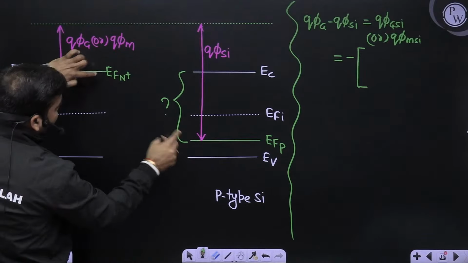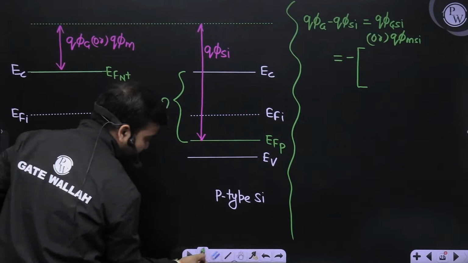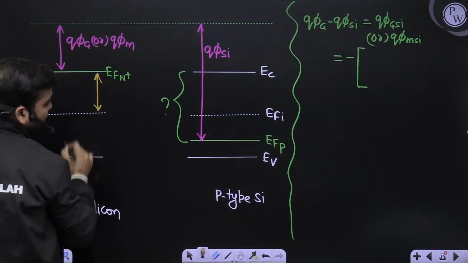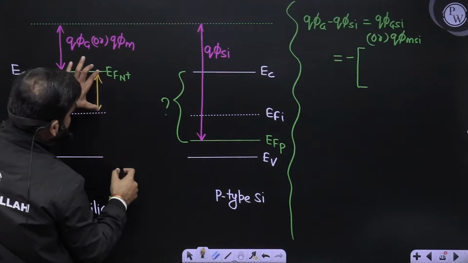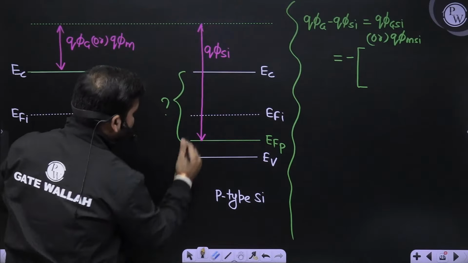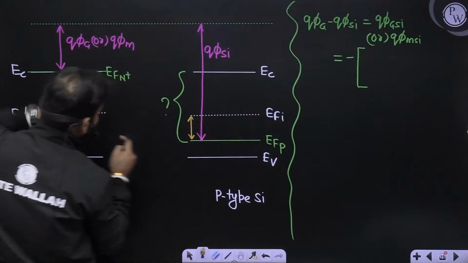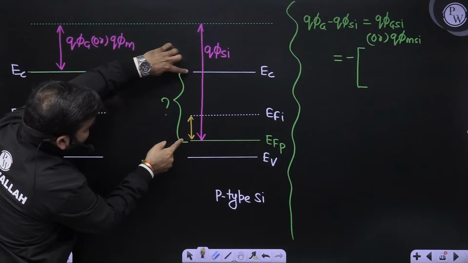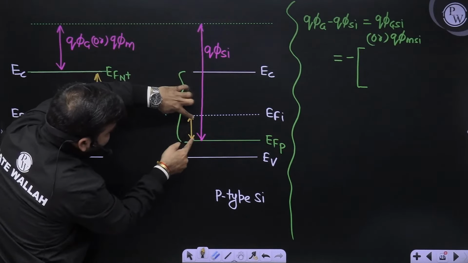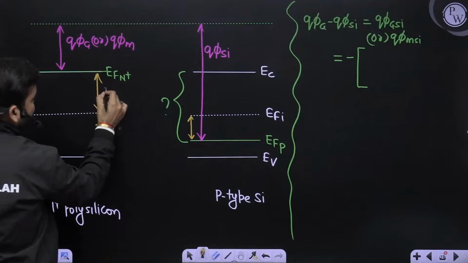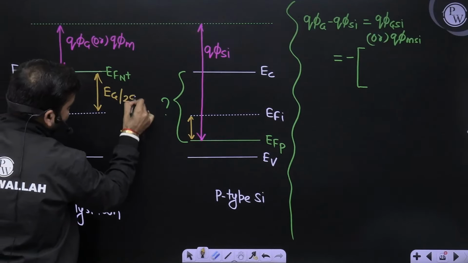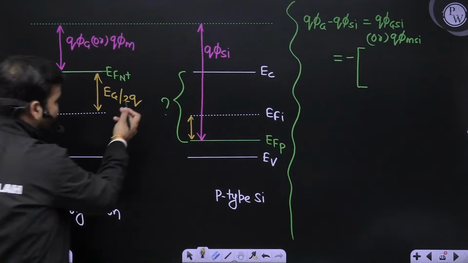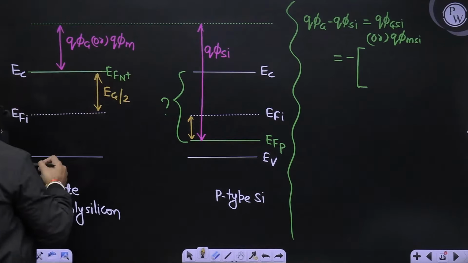Okay, now how much is this distance? Now let me do it with another color of pen. Can you calculate this value? Yes. If you calculate this EFN minus EFI, this value is done. And then can you calculate this value? If you add this plus this, the total will be this only, that we have to find out. This total value will be this plus this, and this is nothing but the band gap divided by 2Q, or you can say band gap divided by 2 in electron volts. So this value is band gap divided by 2.